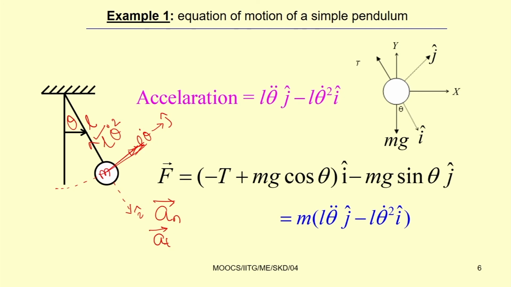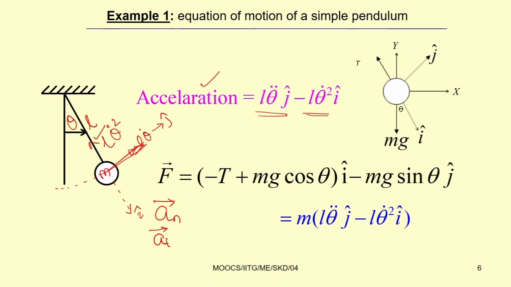Then we can write this acceleration in vector form as L theta double dot j, that is tangential, minus L theta dot square i, as we have taken the i direction downward. L theta dot square will be opposite to the i direction. So, the acceleration can be written as L theta double dot j minus L theta dot square i. This is the acceleration we know.